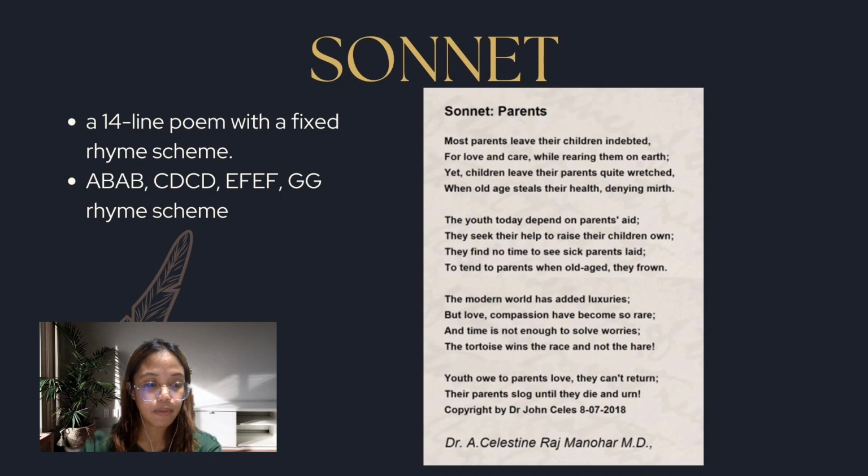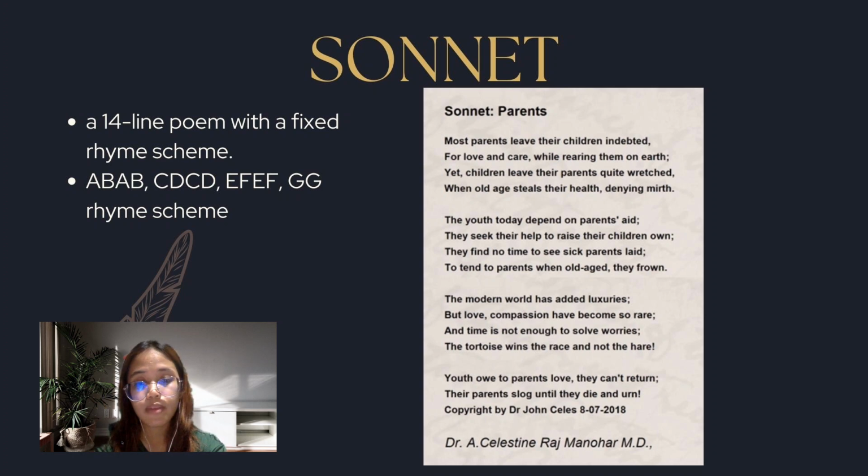This example right here, I'm not going to read the whole poem because it's quite long, but I will focus on the rhyme scheme. So let's look at the last word of each line. First stanza: indebted and wretched, according to the author. It rhymes, so that's basically A and A. And then we have earth and mirth. That's B. There's another set. That's B. So the rhyme scheme for the first stanza is A B A B.